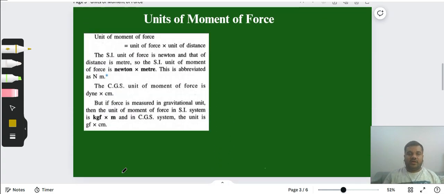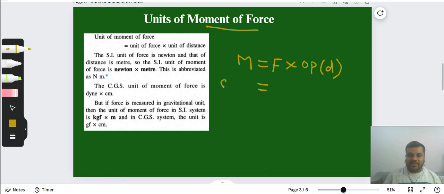Now the unit. If you go to the unit of the moment of force, we already know that the moment of force M is equal to force multiplied by OP. OP is the perpendicular distance. How will we denote it? You have three systems. One is the SI system, the next is the CGS system. Normally these two are very important. In the SI system, what is the unit of force? It is Newton. Then multiplied by the distance. The SI unit of distance is meter.